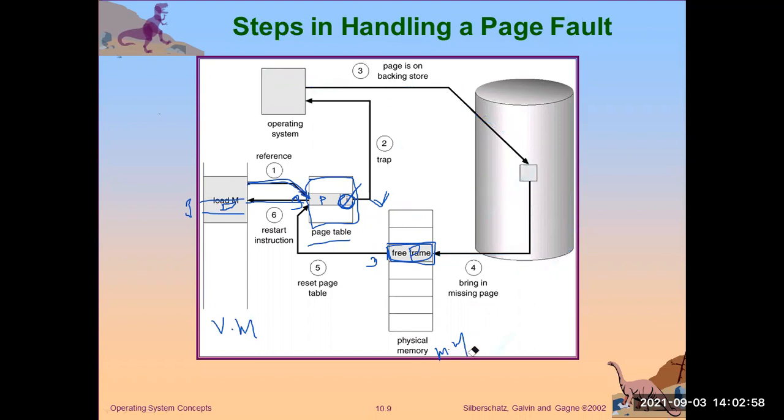A page fault occurs when a page which is demanded is not present in my page table or in the main memory. How is it indicated? It is simply indicated with the invalid bit. If the bit is invalid, I can say that there is a page fault. And if there is a page fault, you have to follow this entire cycle.